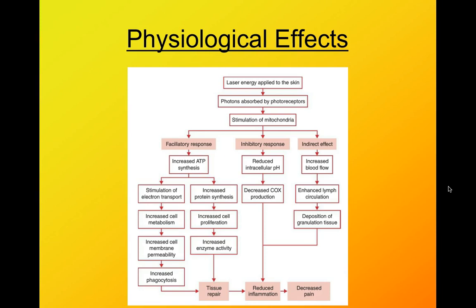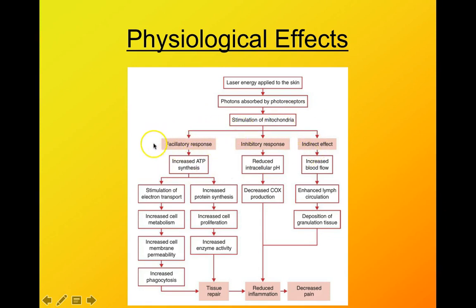So when we apply laser energy to the skin, photons get absorbed by those photoreceptors or the chromophores. For the most part, what happens when those photons get absorbed is there's stimulation of the mitochondria. And we know mitochondria is our energy, our workhorse of the cells, right? So we're going to affect how the cells function in that manner. There's a couple different pathways that we get the results that we see.